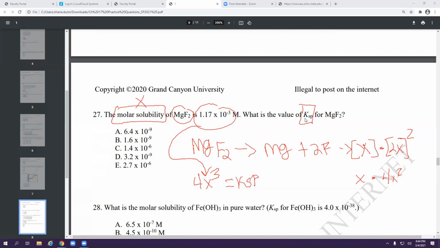(1.7 times 10 to the negative third) to the third power times 4. What'd you guys get? 6 point what? You got A? Someone say no? You got that? Yep. A, good job. That's the answer.